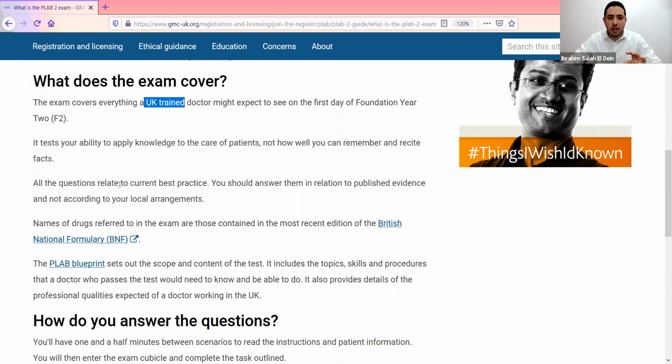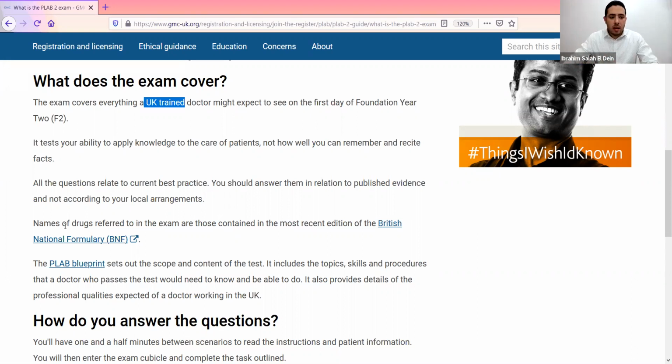All the questions related to current best practice, you should answer in relation to published evidence and not according to your local arrangement. So it is not according to your country, and not according to your own arrangement of the information, because a lot of doctors rearrange the information in order to make it easy for them to memorize it. But sometimes you need to mention the management as it is written in the notes or in the source you study from.